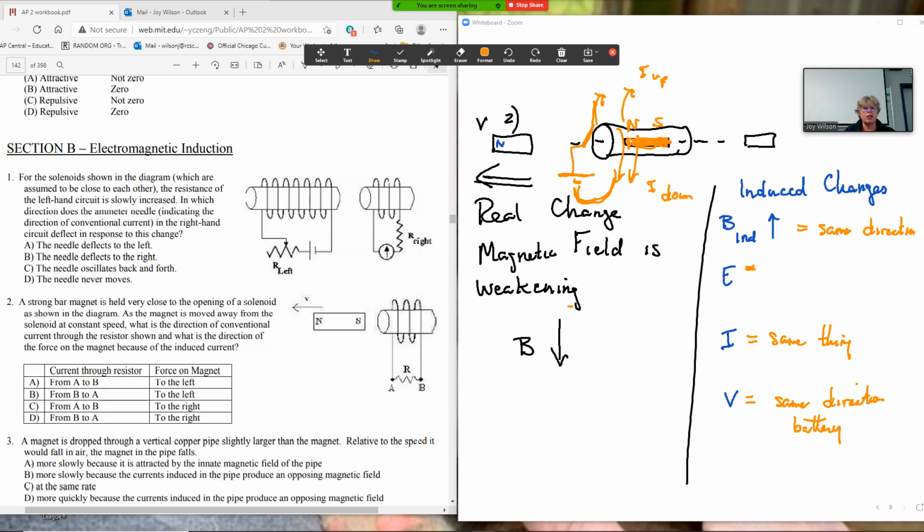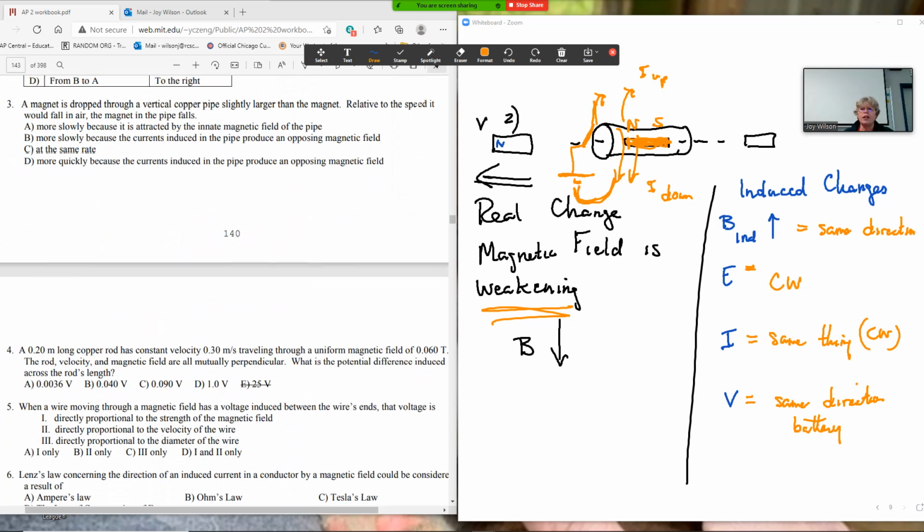And once again, I've done another one where something is weakening. Number 2 was also a weakening situation. So the electric field will sort of go clockwise in the circuit. Current would be clockwise in the circuit. The field would point clockwise in the circuit. So there's a weakening one.